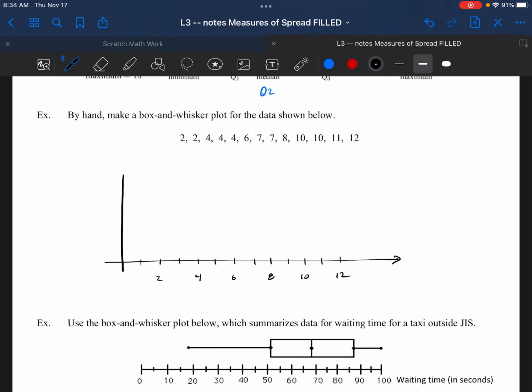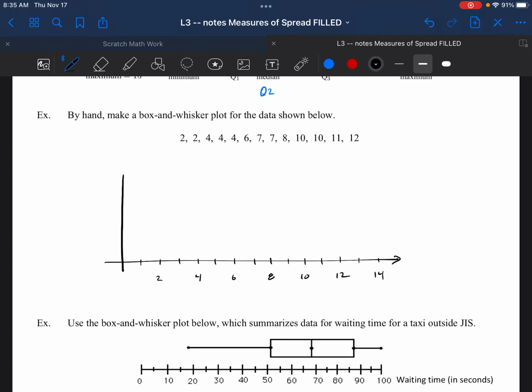All right, but guys, it's really important that you include this scale. If you draw a box and whisker plot, and there's no scale, you're going to lose points. Okay, the scale is really important. I guess I'm just, for the sake of symmetry, going to make 2 more.